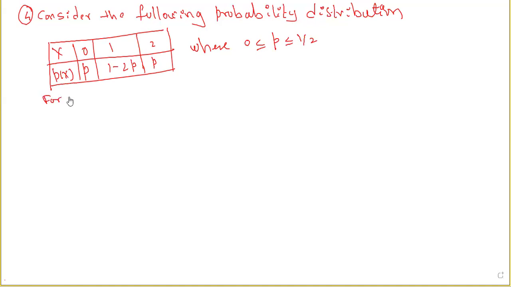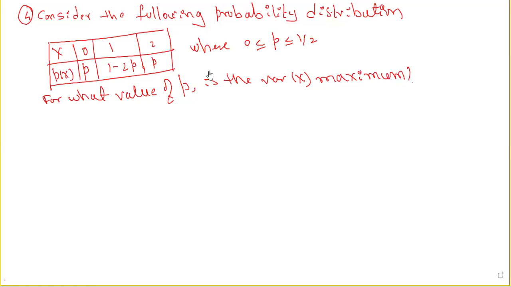Next, for what value of p is the variance of x maximum, right? So given one distribution, for what values of p will our variance be maximum. They are asking about variance, right? So by reading the question, obviously, for what value of p the variance is maximum, it means that our variance involves the p value, right?